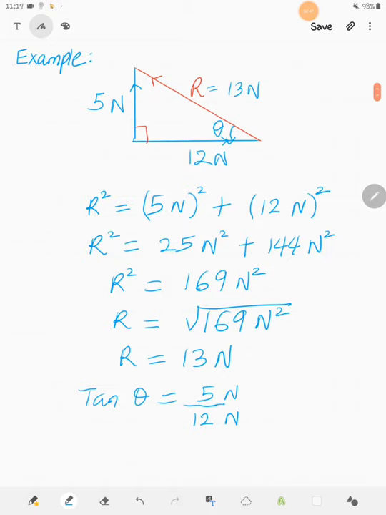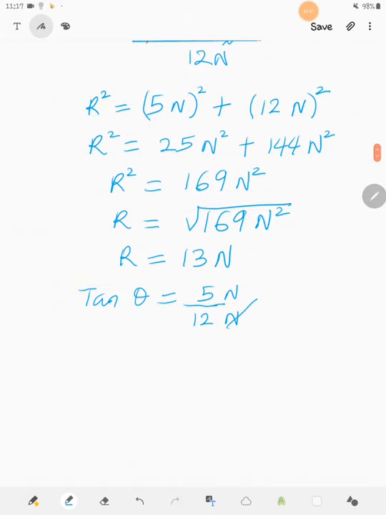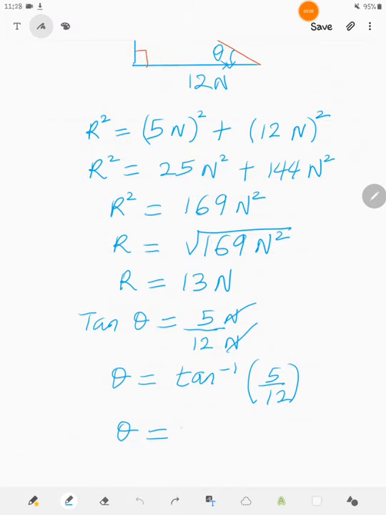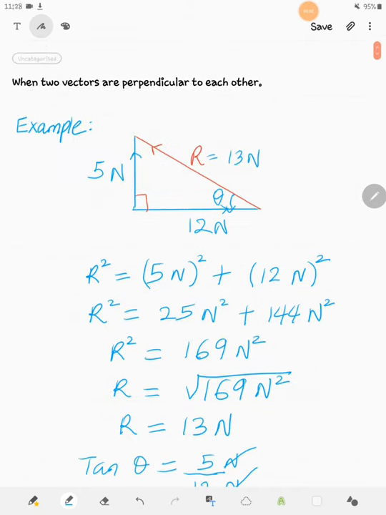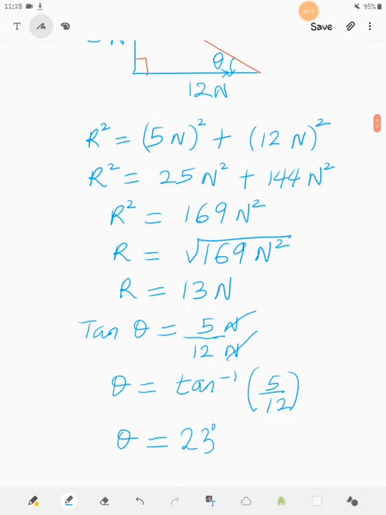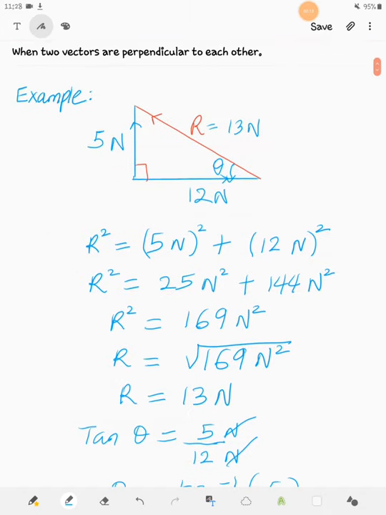Remember, tan is opposite over adjacent. So Newton will cancel Newton. From here, you can now say theta will be equal to arctan 5 over 12. And if you do arctan 5 over 12 with your calculator, you are going to get 23 degrees to the nearest degree. So the magnitude of the resultant vector is 13 Newton, and it makes an angle of 23 degrees with the 12 Newton vector. I hope you understand.